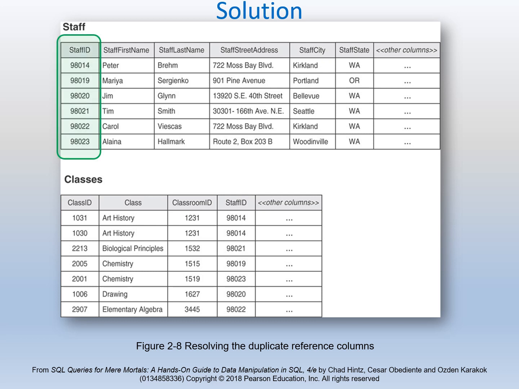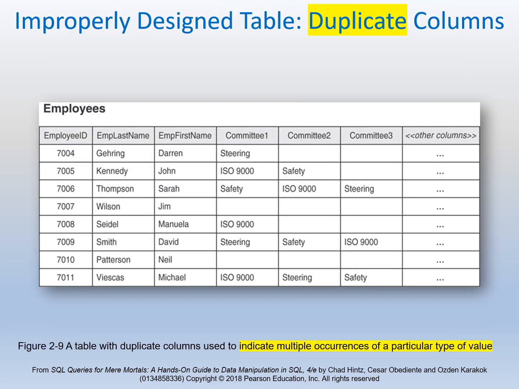This is the solution, which is to only have the staff ID in the classes table. No duplicate columns on last name and first name. Here we have another example of improper design due to duplicate columns.